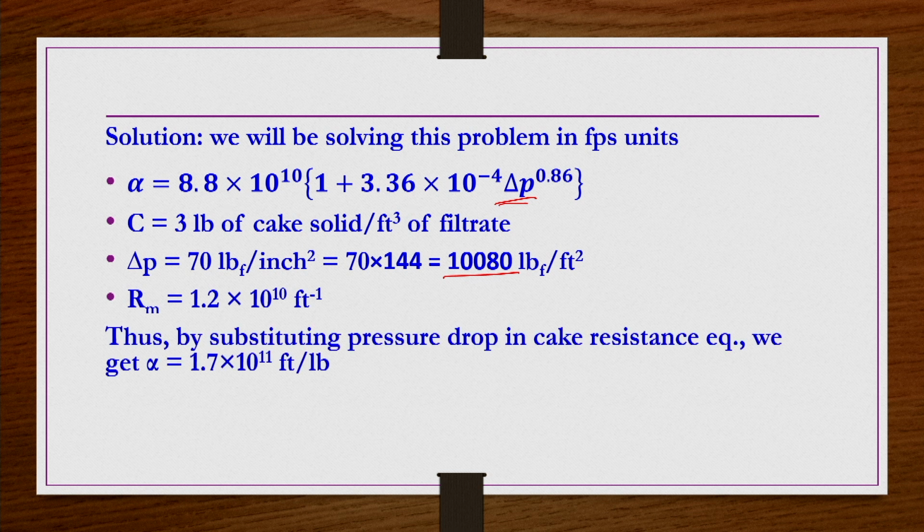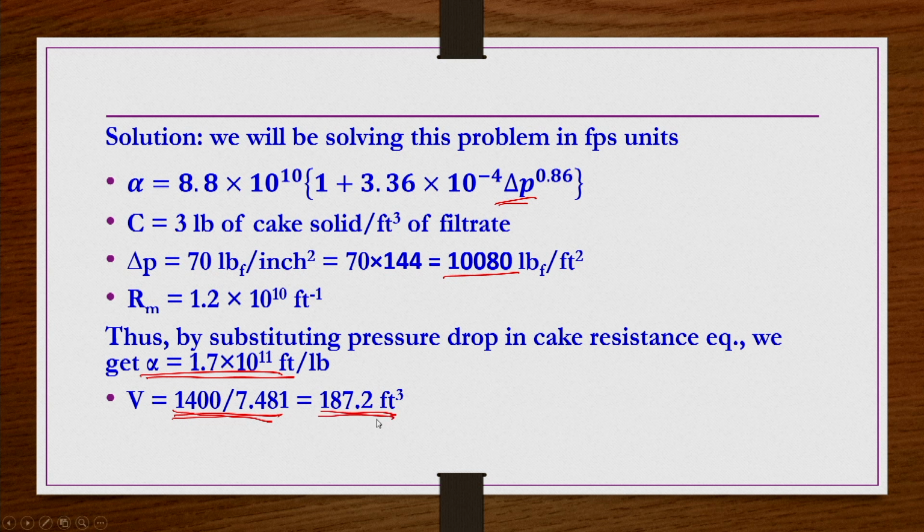Rm is given this value, right. So, in the equation for delta P, when you substitute alpha, you will get 1.7 into 10 power 11 feet per lb. Okay. Volume of filtrate collected is also given, 1400 gallons. If you divide it by 7.481, it will be converted into feet cube. So, 187.2 feet cube. Viscosity is also given this value, right.